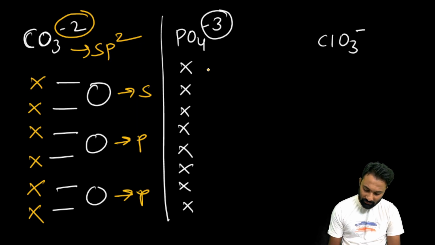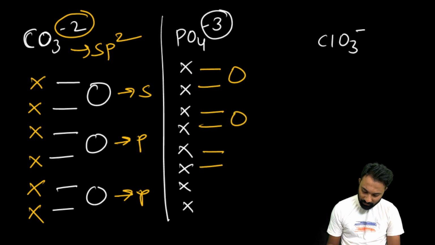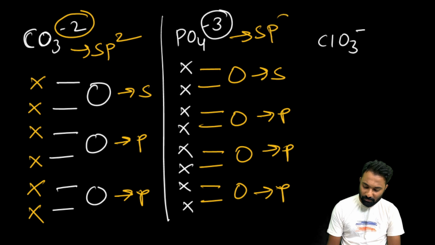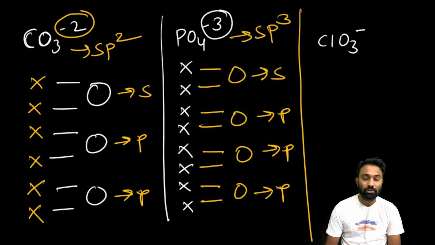So each oxygen will take 2 electrons. Now here it is S, now here it is P, now here it is P, now here it is P. Total hybridization will be sp3. Now comes to the ClO3 minus.